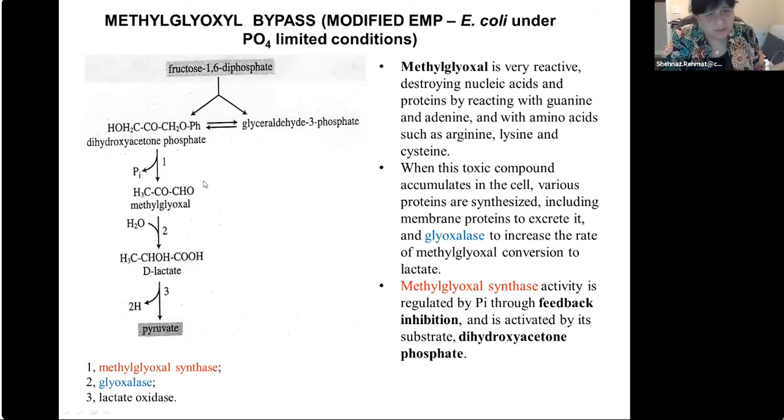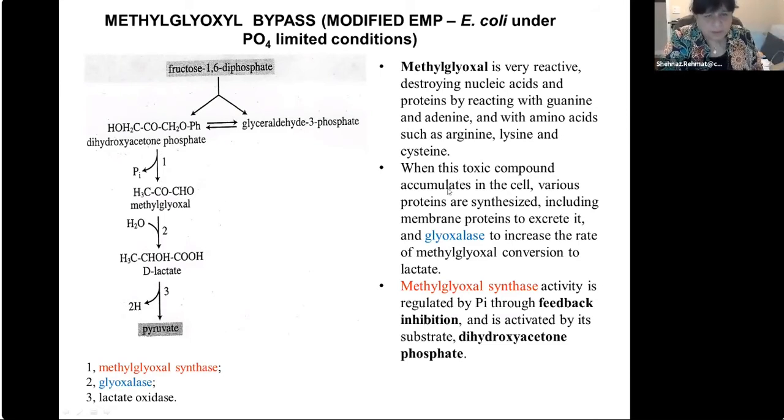called methylglyoxal. Now methylglyoxal is very reactive, and it destroys nucleic acids and proteins by reacting with guanine and adenine in your nucleotides. And with amino acids such as arginine, lysine, and cysteine, they are all very susceptible to methylglyoxal action. So this toxic compound is starting to accumulate in the cell because the cell is under phosphate limiting condition, and it is going through this step here.